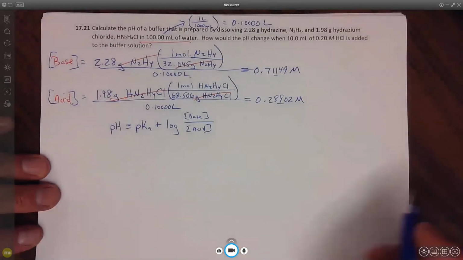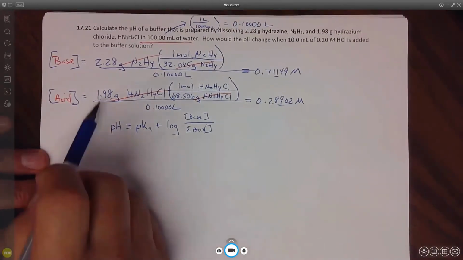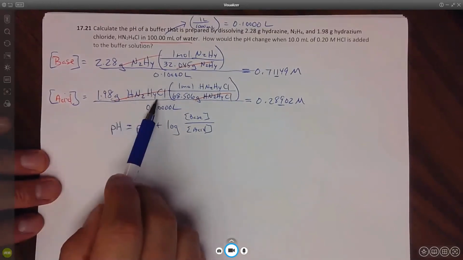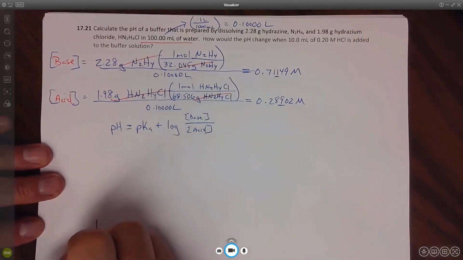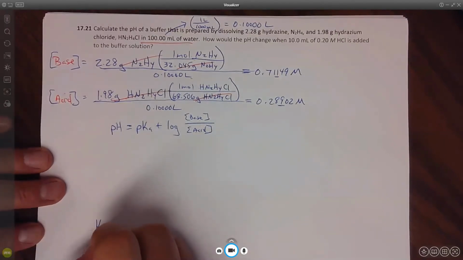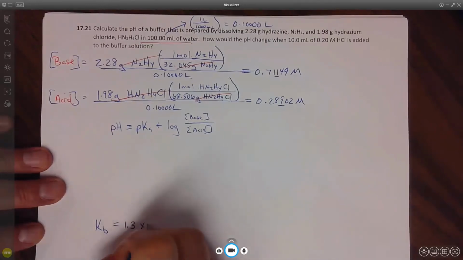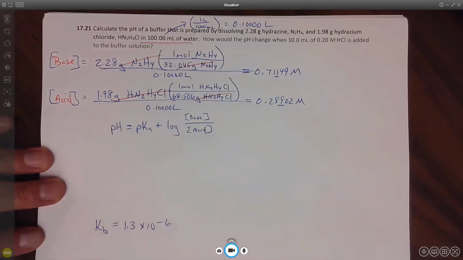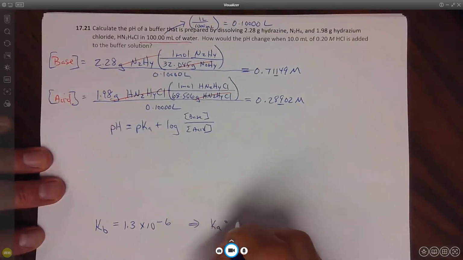Okay, so now we have the molarities, but we need the pKa. I'm not going to find a pKa for our acid because that's actually a conjugate acid of our base. So I need to look up the Kb. I'm going to look up the Kb of hydrazine, and that has a value of 1.3 times 10 to the negative 6th. But I need the Ka, and we know that Ka times Kb is equal to Kw. So the Ka is just going to be the Kw over Kb.